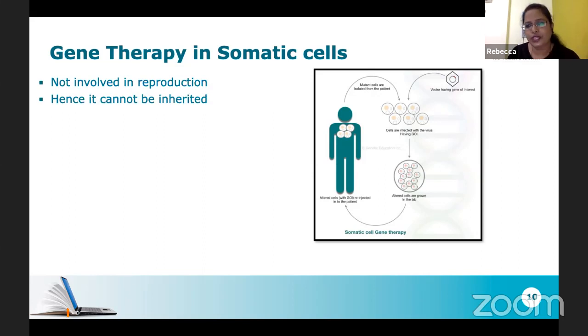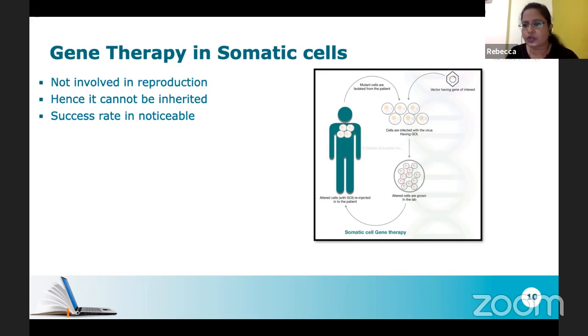So it cannot be inherited, as I told you earlier. Somatic cells are not hereditary, so it cannot be inherited. And the success rate is highly noticeable in somatic cells. And two things I would like to tell you: we have to be very careful when we are doing this gene therapy in somatic cells or germline cells. Point number one is, when we are inserting the particular cell, we have to deactivate the virus. That is, deactivate the virus in the transgene.